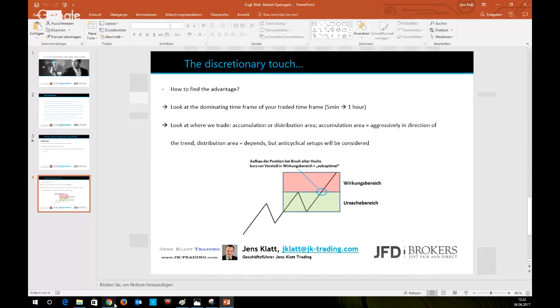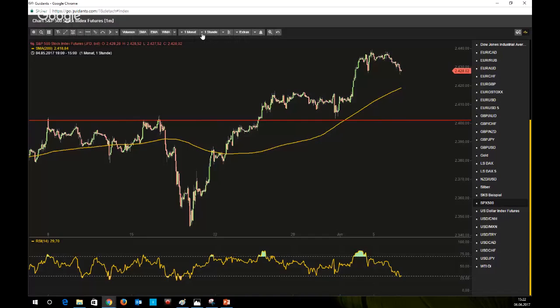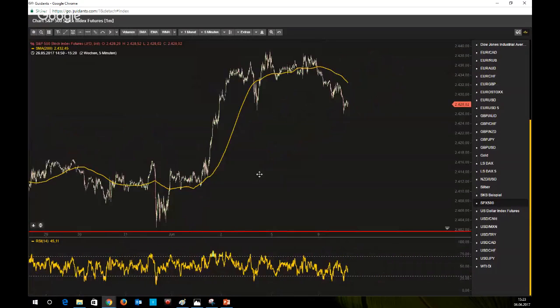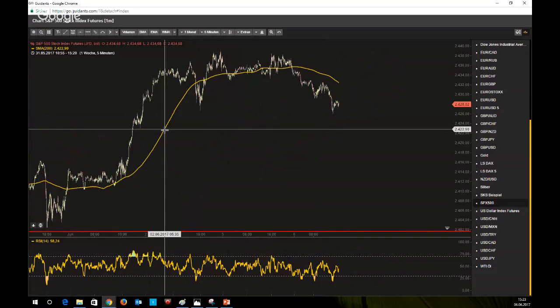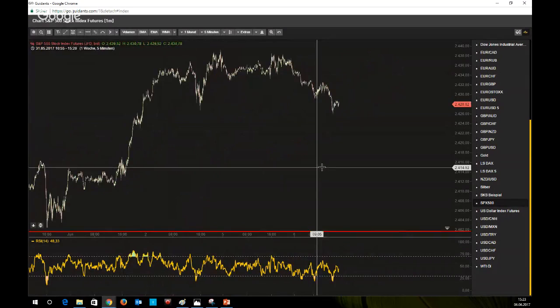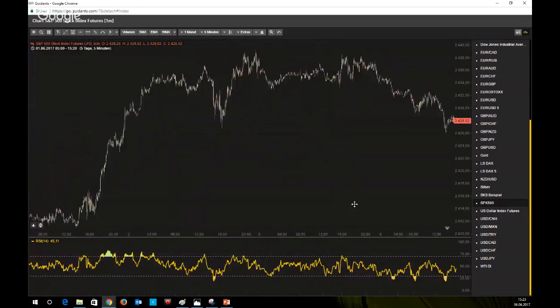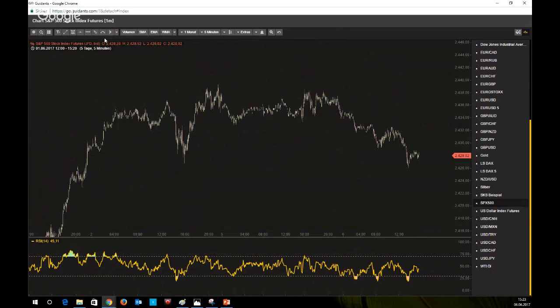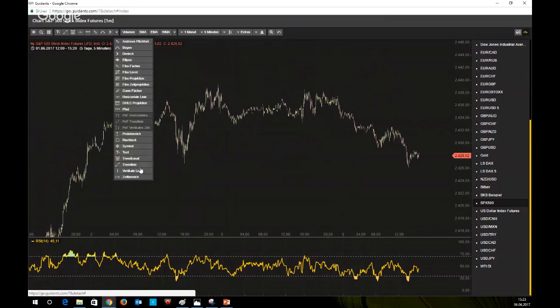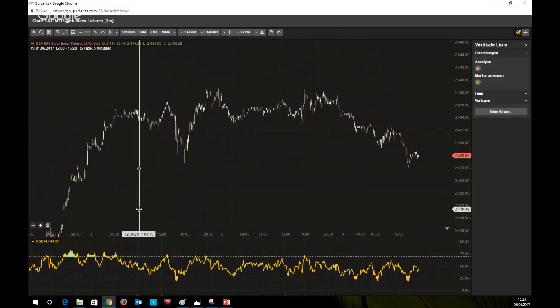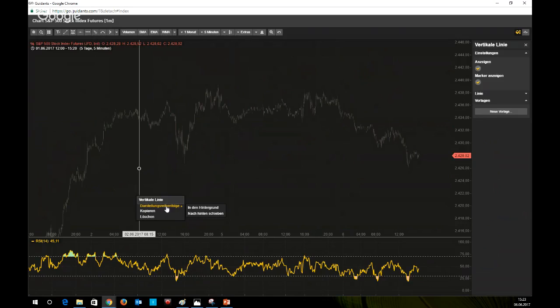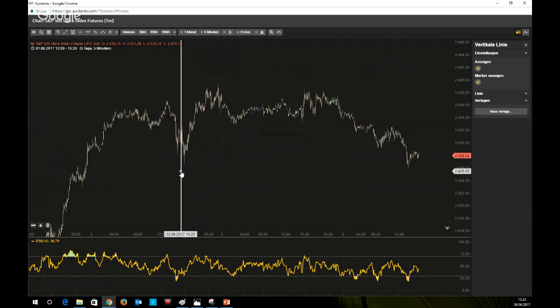So what we will now do is have a look here at the 5-minute time frame. By the way, I'll take out this simple moving average here. Now what we have to do is put a vertical line. One second, where is it? Here, it's a vertical line. Okay, that's not so good. Doesn't matter. So we have to put it here.